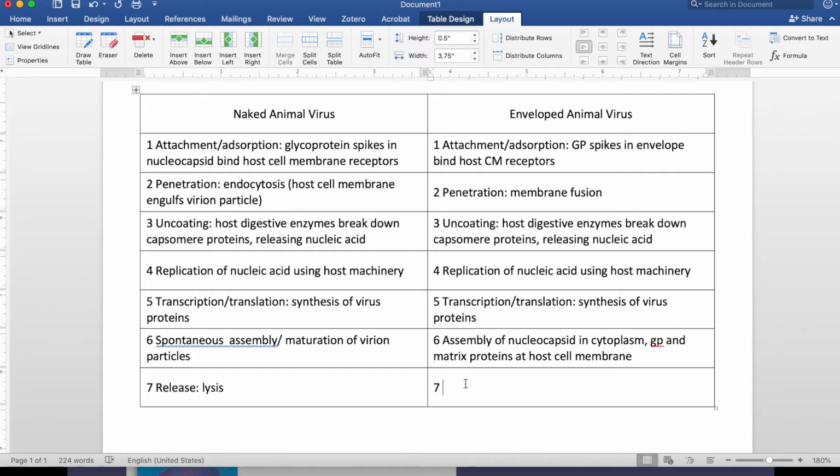And here we have budding release. This is through budding, which is when the nucleocapsid lines up with that cell membrane at the site of these proteins and just pulls itself off.